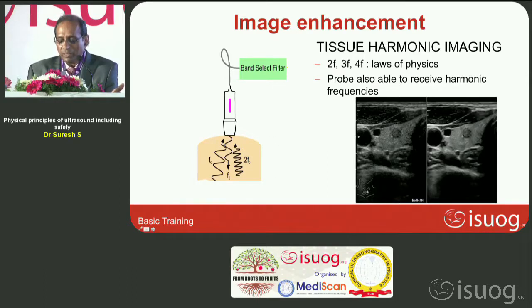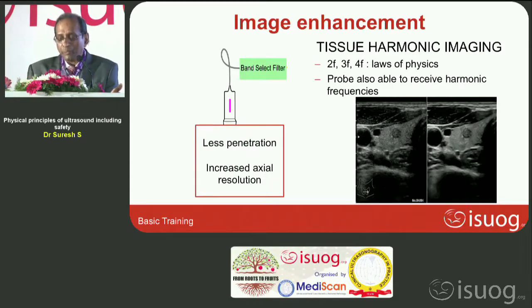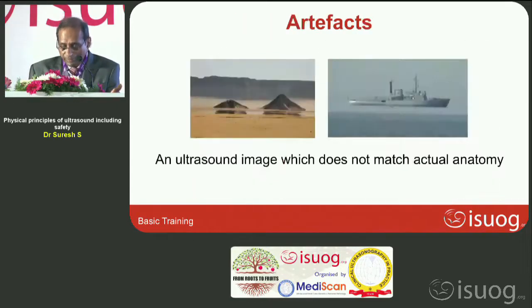As you can see here, this is the nodule. Once you switch on the harmonics, you can see how well the nodule is brought out. So the harmonic frequencies are double the transmitted frequencies. That is what we try to listen to. Right. Then we come to artifacts.